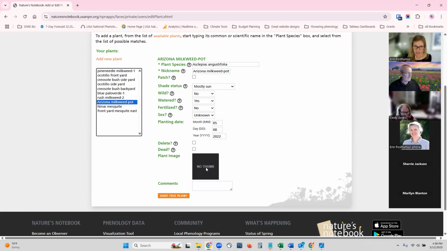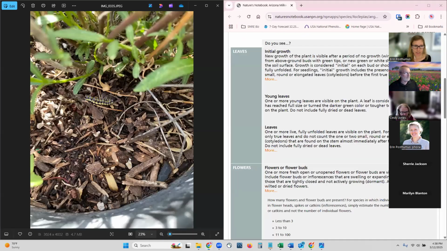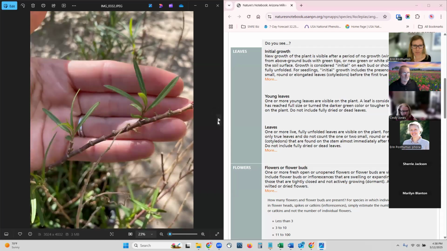So we are starting out as Nature's Notebook observers that have sites. We have registered plants, or at least one plant. And so now what I want to do is I've taken a bunch of photographs of my Arizona milkweed from this afternoon, and I want to go through with you kind of what it looks like in the context of the protocol that we have in Nature's Notebook. So I'm going to switch over to, hopefully you can see my split screen here. Oops, I just revealed something that's coming up.